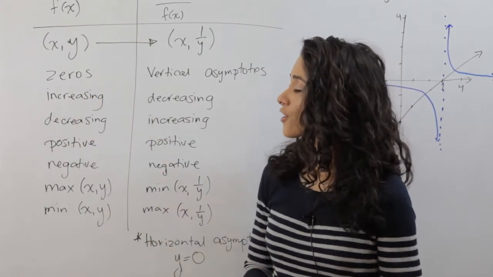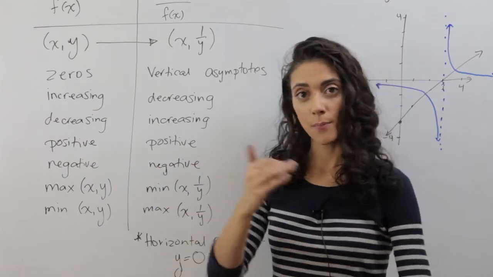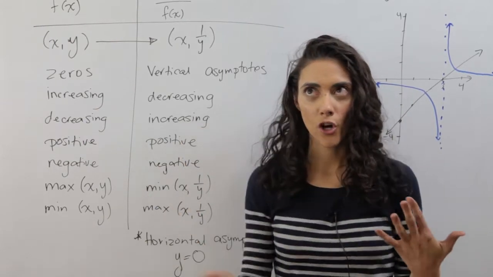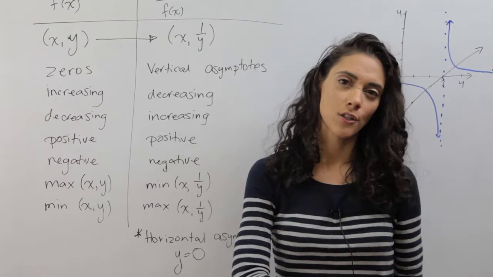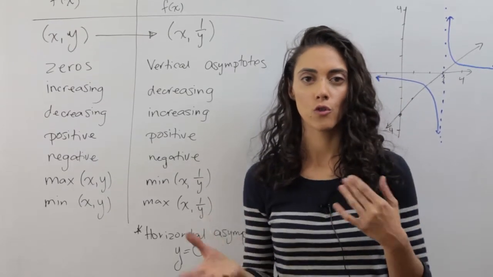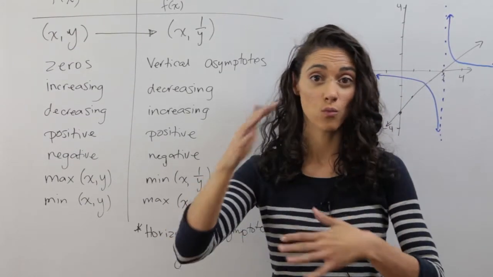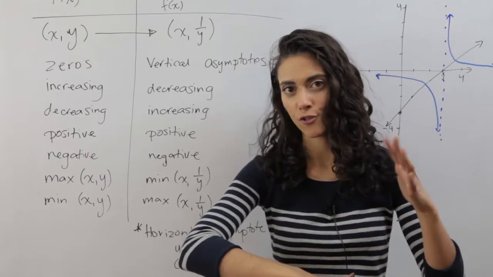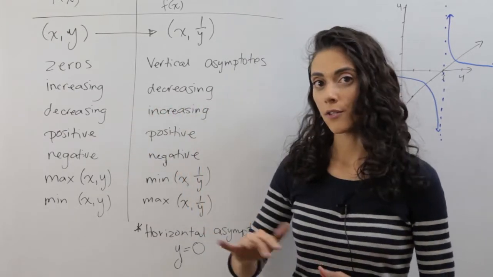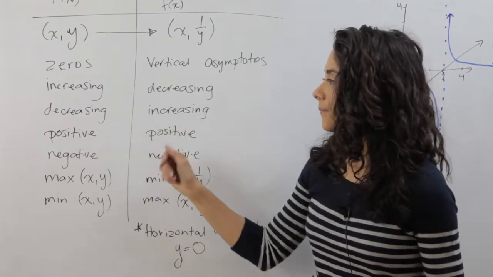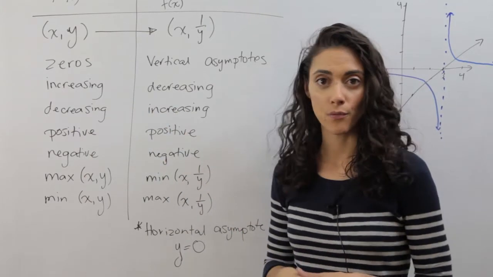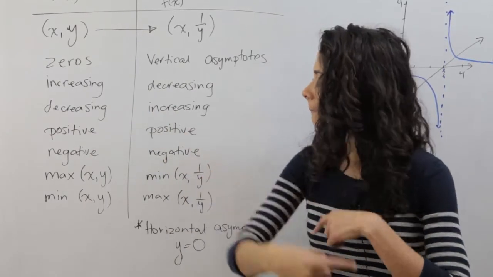Anywhere your initial function is increasing, its reciprocal will be decreasing. The larger a number gets, the smaller its reciprocal is, right? The reciprocal of 2 is 1/2, of 10 is 1/10, of 100 is 1/100. The larger a number, the smaller its reciprocal. And vice versa. If a function is decreasing, its reciprocal will increase.